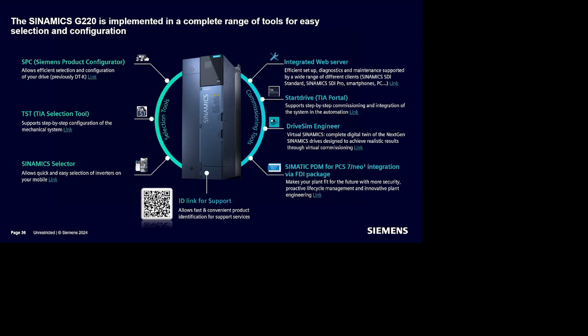What are the tools implemented in our Sinamics G220 or available for Sinamics G220? So in the left-hand side, we have selection tools, SPC, TIA selection tool, and the Sinamics selector. And on the right-hand side, we have the commissioning tools with the integrated web server. And we have, of course, StarDrive, TIA portal, DriveSim Engineer, our digital twin for this virtual commissioning is also available. And we have the PDM FDI packets to integrate Sinamics G220 also in the PCS7 environment.